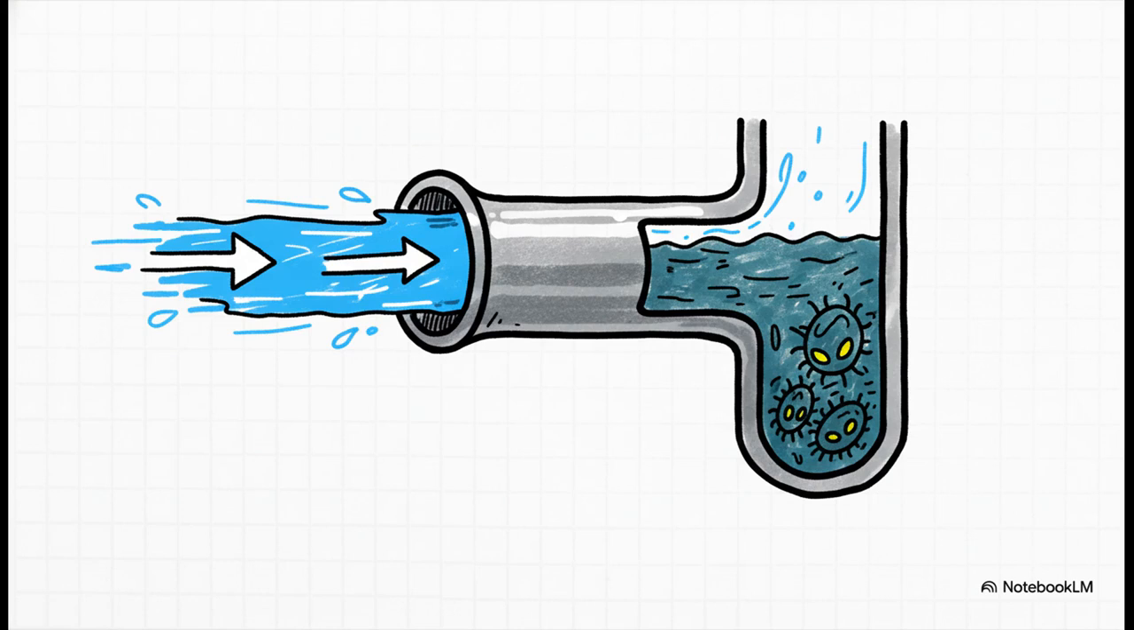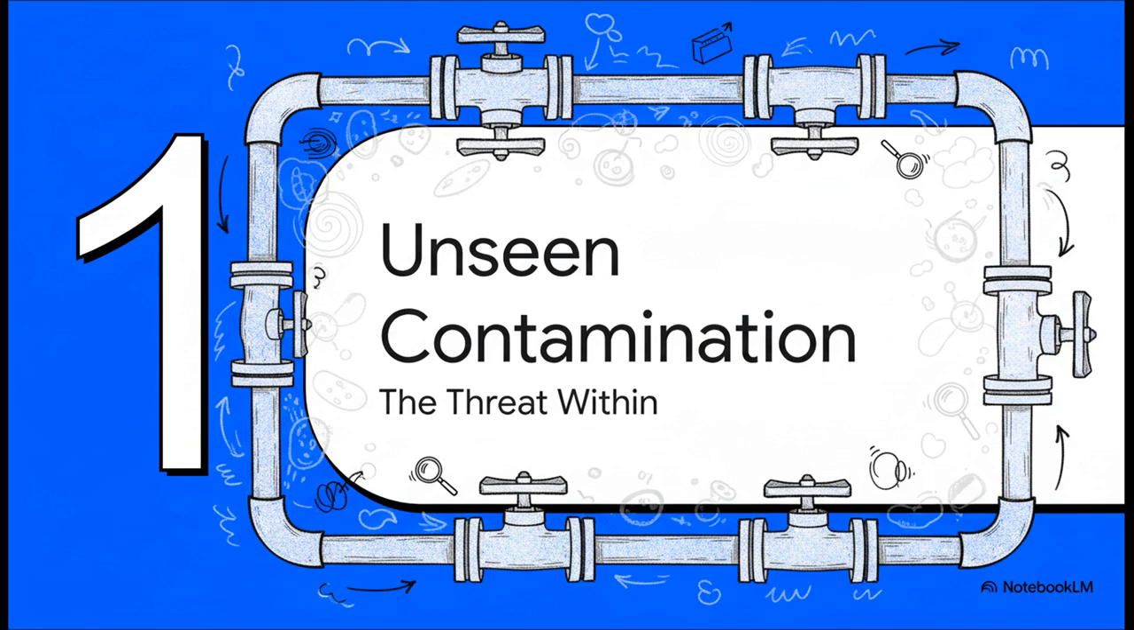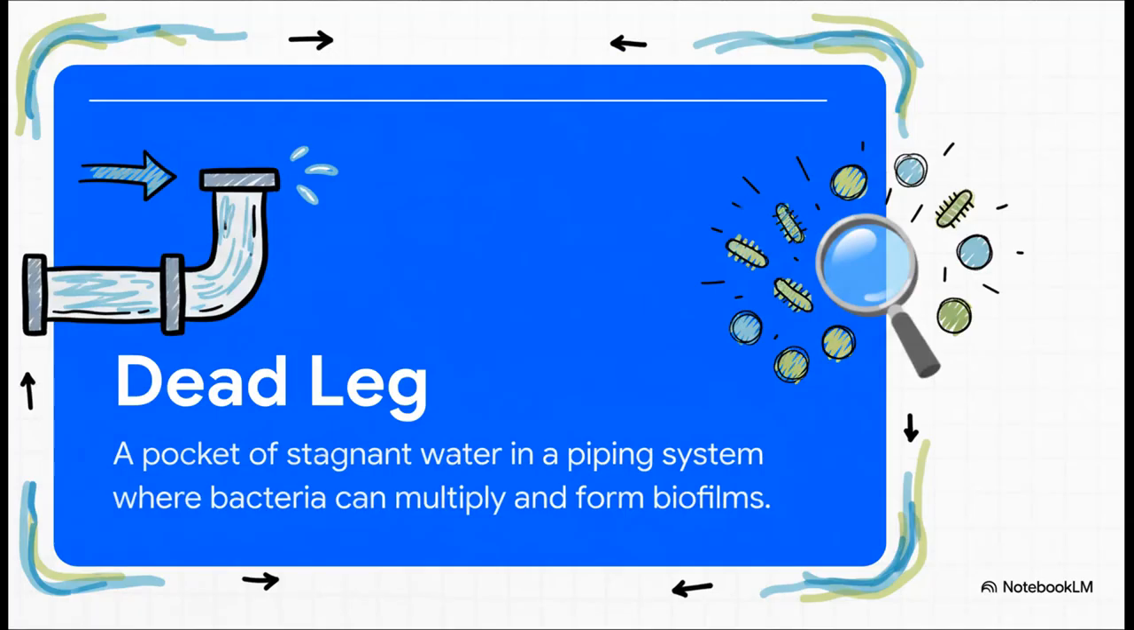The biggest enemy, believe it or not, is the water that just stops moving. Stagnation. Yeah, that's the real threat here. A hidden danger just lurking in the very pipes that are supposed to deliver life-saving medicines. And this brings us right to the heart of the problem, this unseen contamination threat that every single facility has to engineer against. We've got a name for these pockets of danger. We call them dead legs.